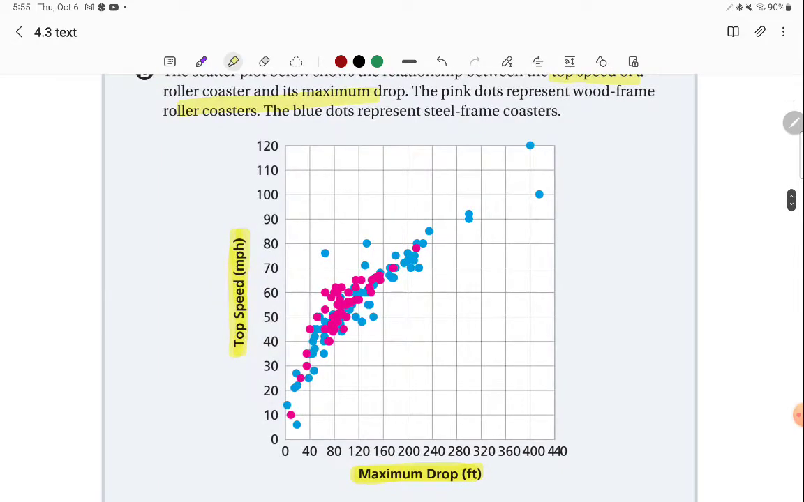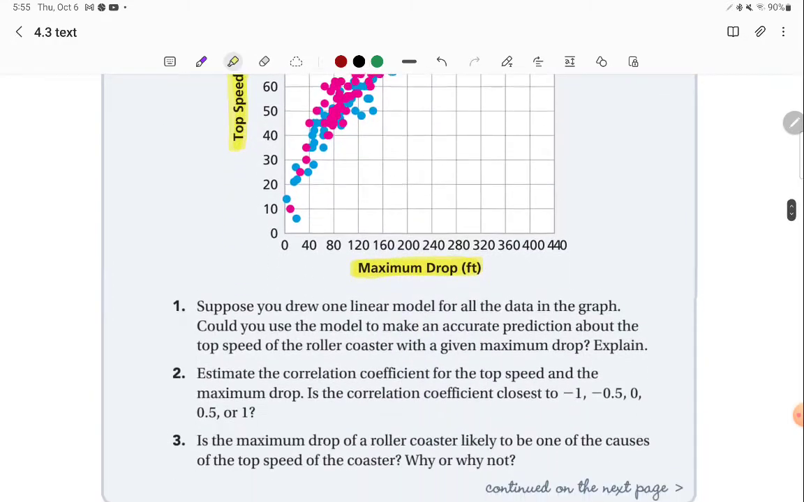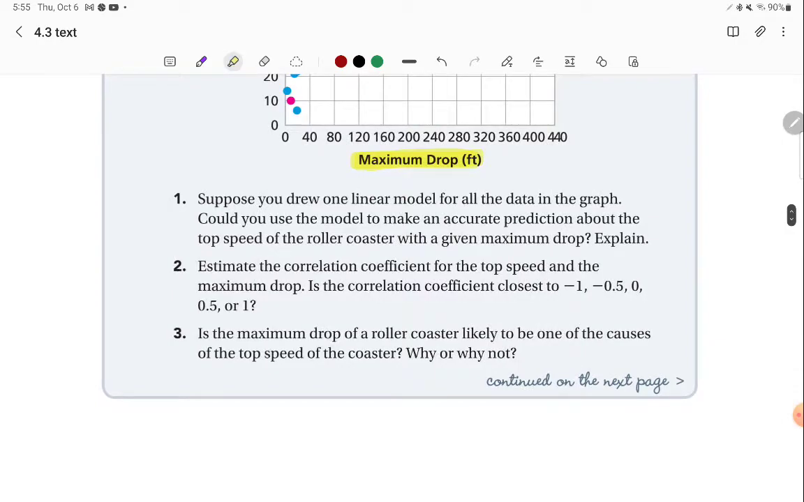The blue dots represent steel frame roller coasters, whereas the pink dots represent wood frame roller coasters. Go ahead and answer these questions 1, 2, and 3, and then come back to the video to see how you did.